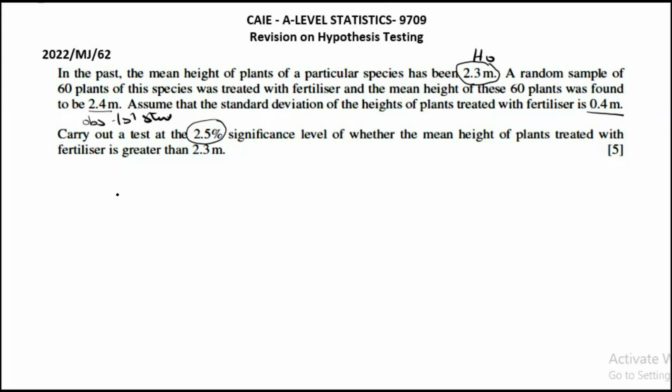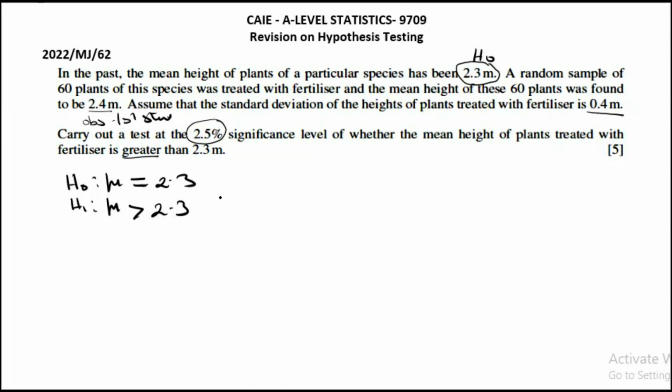So let us start with writing down the null hypothesis, H naught, such that the mean is 2.3. This was seen in the past. The alternate hypothesis says that the mean height has improved or increased or not. That means whether it is greater than 2.3 or not. So it's greater than 2.3.